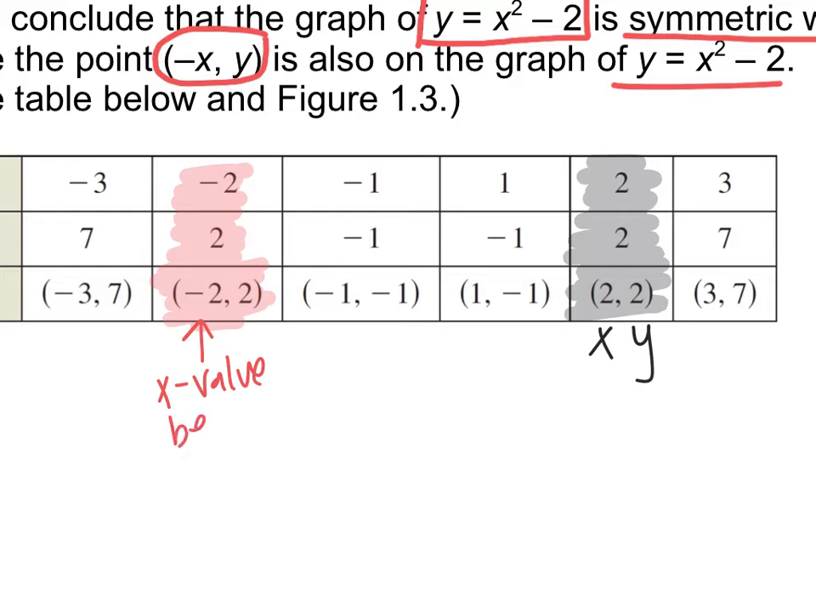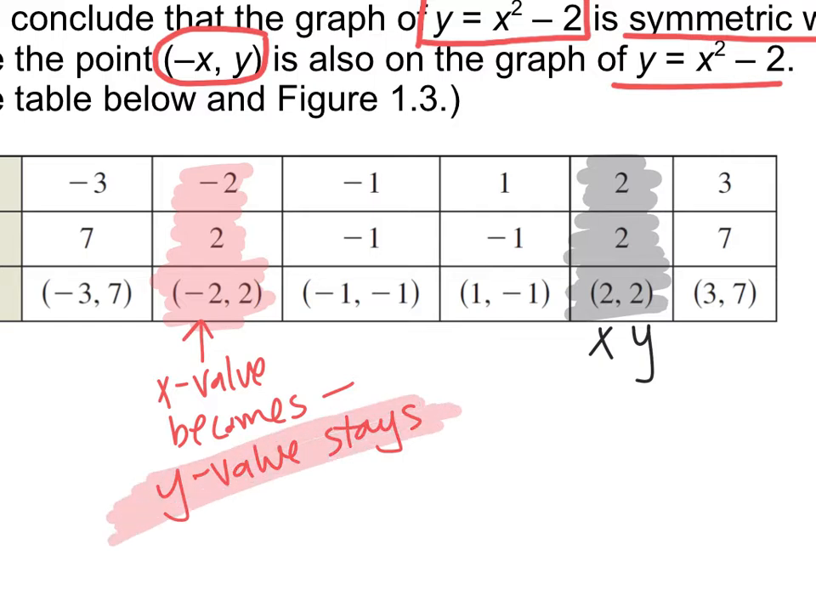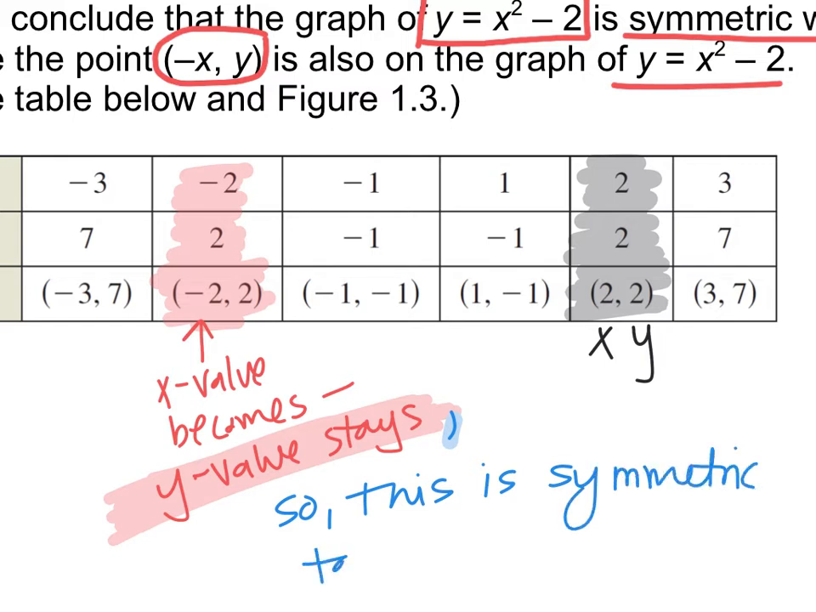X value becomes negative. Y value stays. So if your y value stays, whatever value stays the same, that's the symmetry that you have. So this is symmetric to the y-axis. So looking at a graph, it's easy, but we also want to know how can we use a table of values, and that's what you can look for.